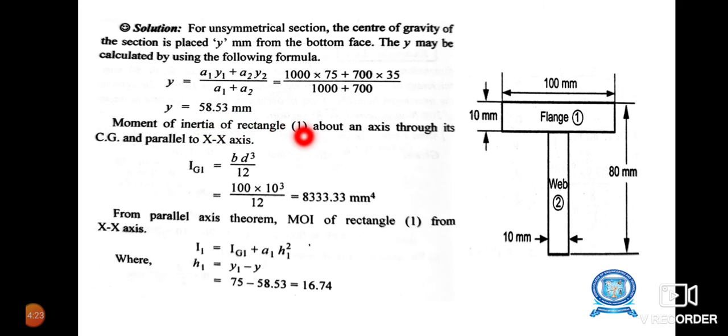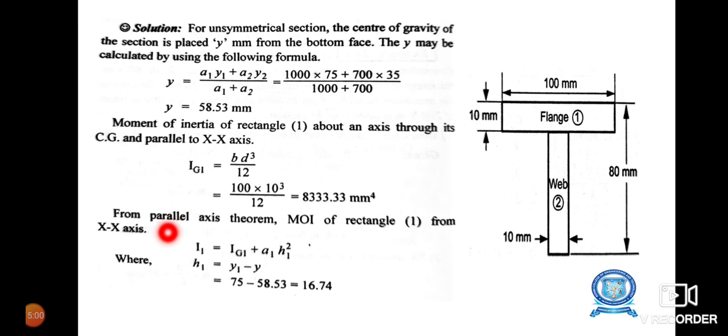Next we calculate the moment of inertia for the rectangular one about the axis through its center of gravity and parallel to the x axis. So moment of inertia Ig is equal to b d cube divided by 12. We apply all the given values. b value is 100, d is 10. So 100 into 10 cube divided by 12 is 8333.33 mm power 4. That is the Ig value for section 1.